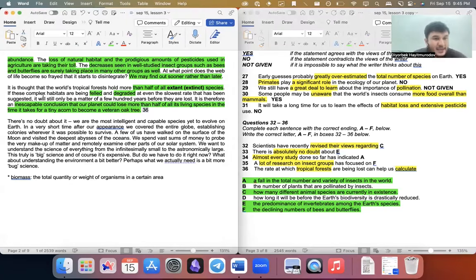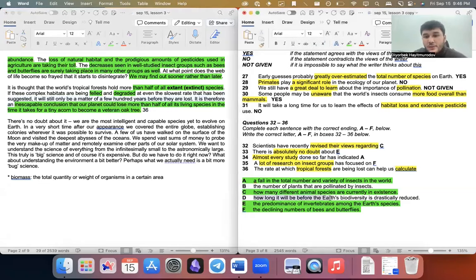The answer is D because here it says, guys, if these complex habitats are being felled, fell means to cut down, and degraded even at the slowest rate that's been suggested. So the rate has been suggested. Let's assume that's true. It will only be a matter of a few hundred years before they are lost. It's therefore an inescapable conclusion that our planet could lose more than half of its living species in the time it takes. So we're going to lose most of the species.